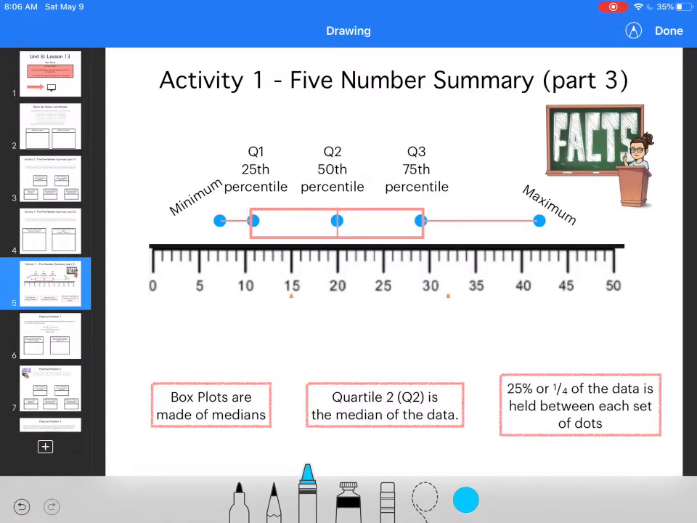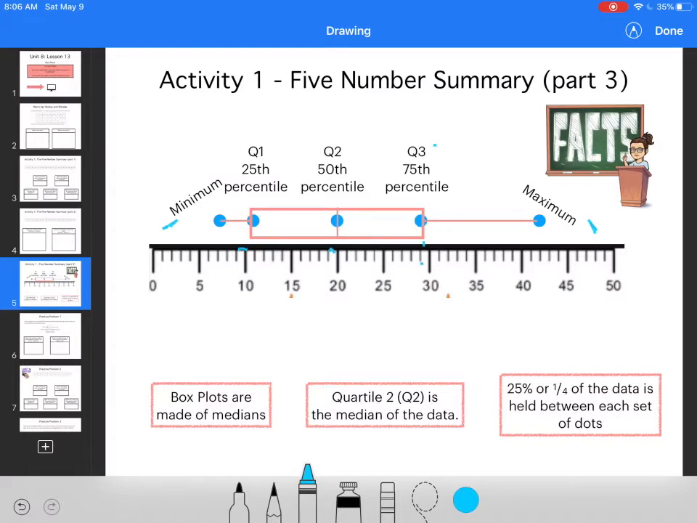So now we're looking at the 5-number summary in a box plot form. You have your 5-number summary. You've got the minimum marked as the first dot. The maximum is marked as the last dot. Then quartile 1 is the outside of the box. Quartile 2 is the center of the box. Quartile 3 is the other side of the box.